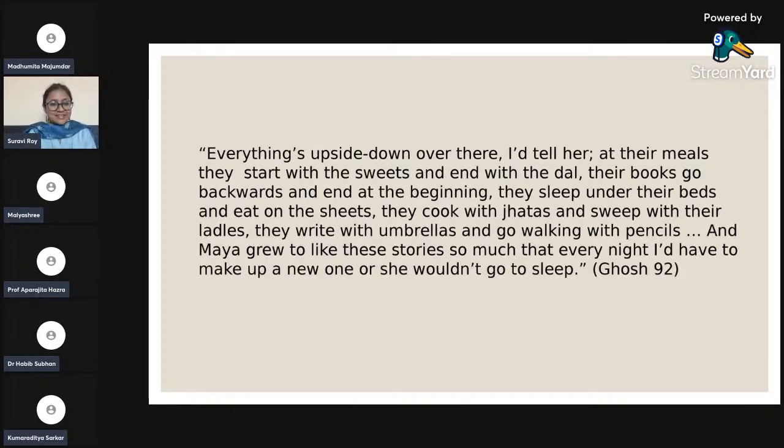And as you can see in the slide, she says everything is upside down over there. They start their meals with the sweets, end with dal. Their books go backwards and end at the beginning. They sleep under their beds, eat on the sheets, cook with their jhatas, sweep with their ladles, write with their umbrellas, and go walking with the pencils. So she creates this imaginative world, where everything is opposite to their familiar world, an alternative world where the rules of the familiar world were not applicable at all.